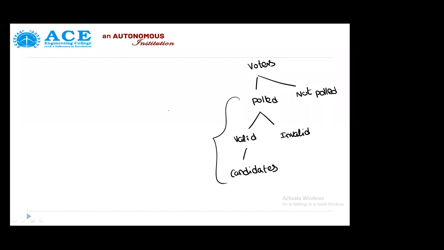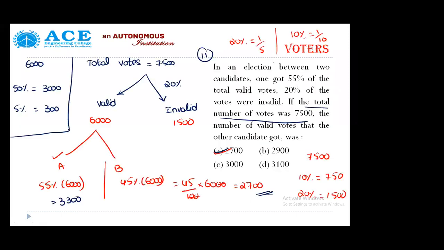But invalid poll, they didn't mention it from the total poll, right? So that's the invalid poll. Invalid is not counted among valid votes, right? You are saying 55% of valid. Yes sir, I got it, sir. Yeah, that's the problem. Thank you.